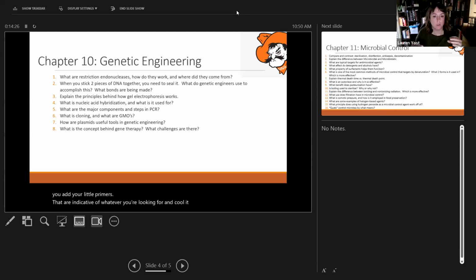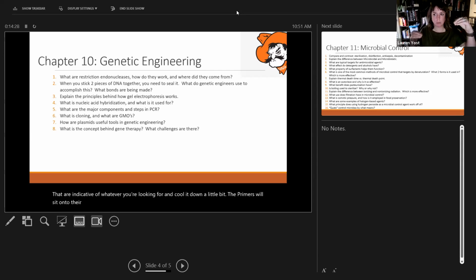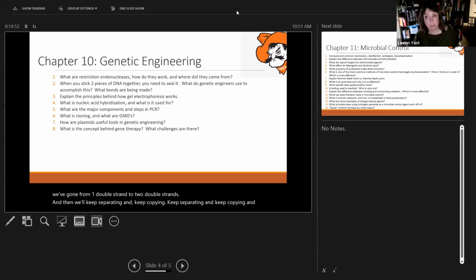a little bit. The primers will sit onto their little matching points on those, and then we will have elongation, which is the 3rd step, where the polymerase, which in this case is a heat stable polymerase, will create elongation on each of the strands that we've separated apart. So now we've gone from 1 double strand to 2 double strands, and then we'll keep separating and keep copying, keep separating and keep copying, and so on and so forth, till we have billions of copies. And that is how PCR works.